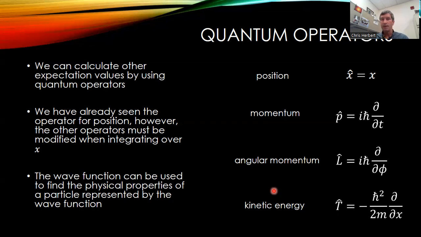Where's the average of the most likely position? Probably not saying that properly. What is the expectation value for the momentum? What is the most probable momentum? What is the most probable angular momentum? What is the most probable kinetic energy for that particle? All that information is locked inside this wave function. We can get that out. That's the power of using these operators and using this wave function.